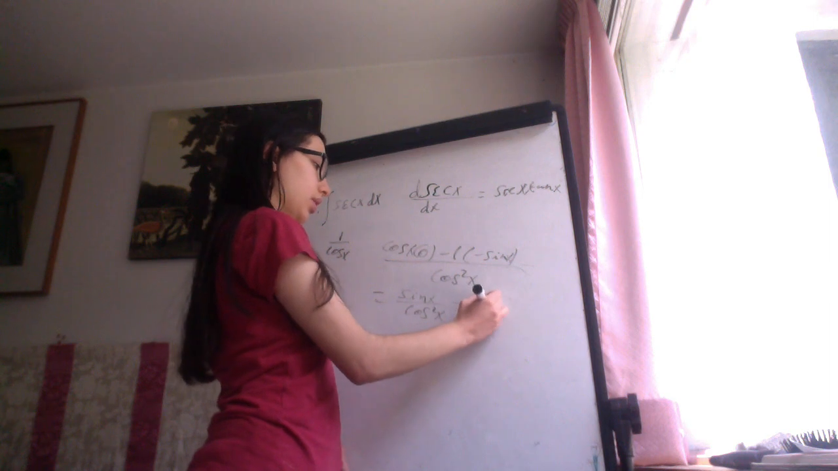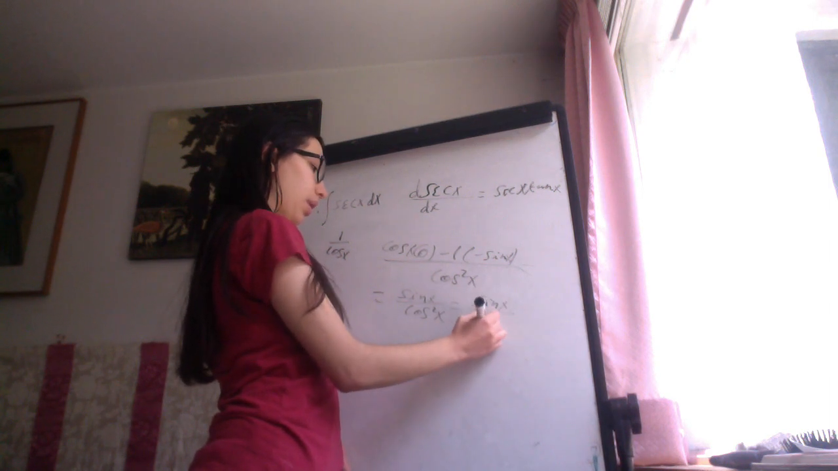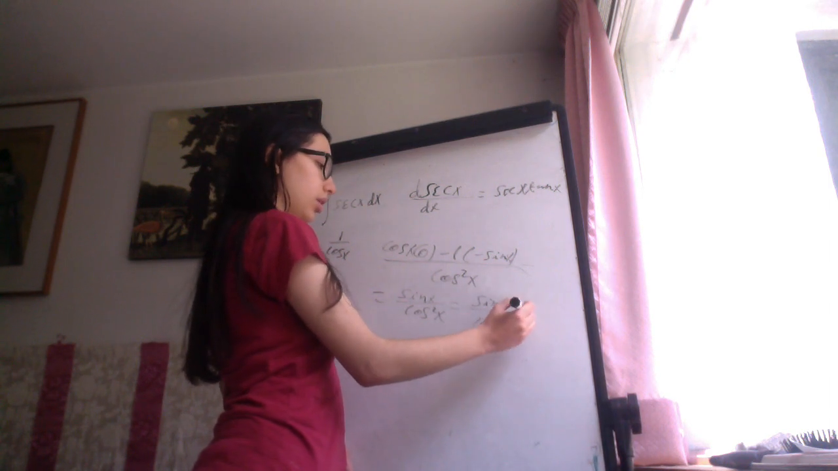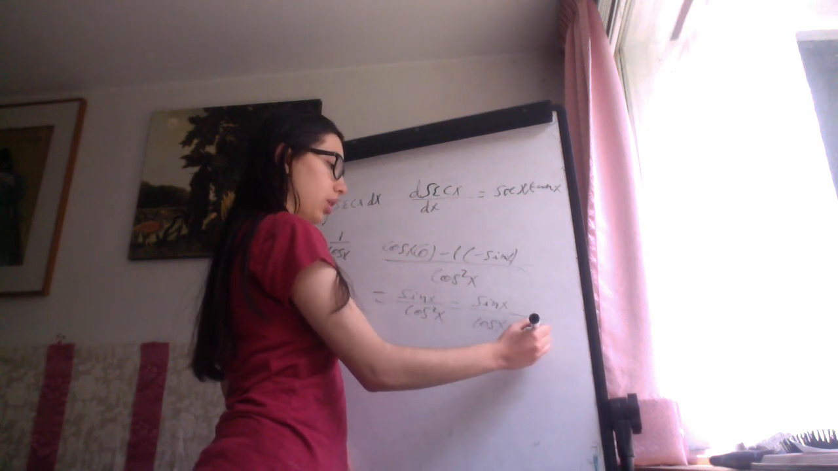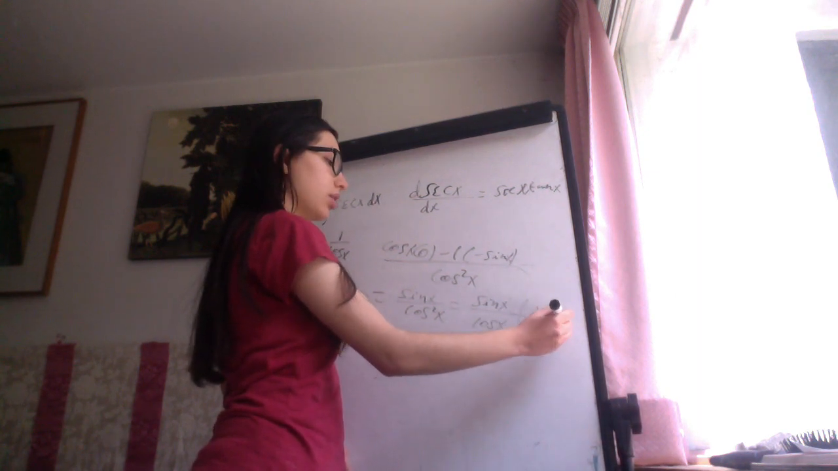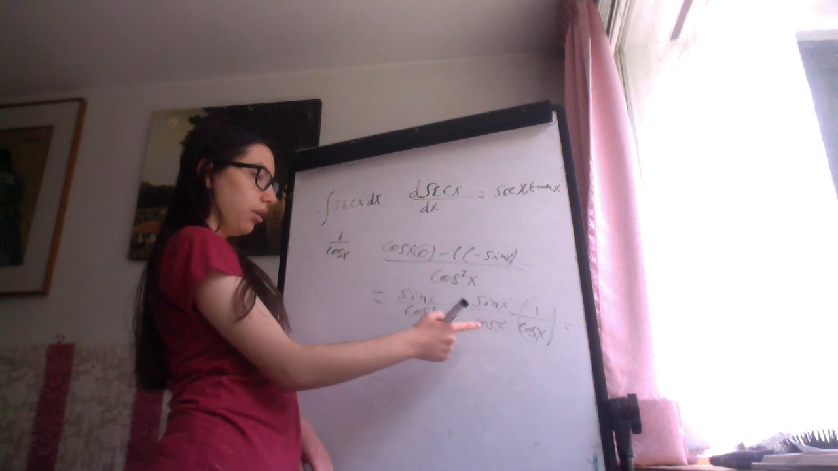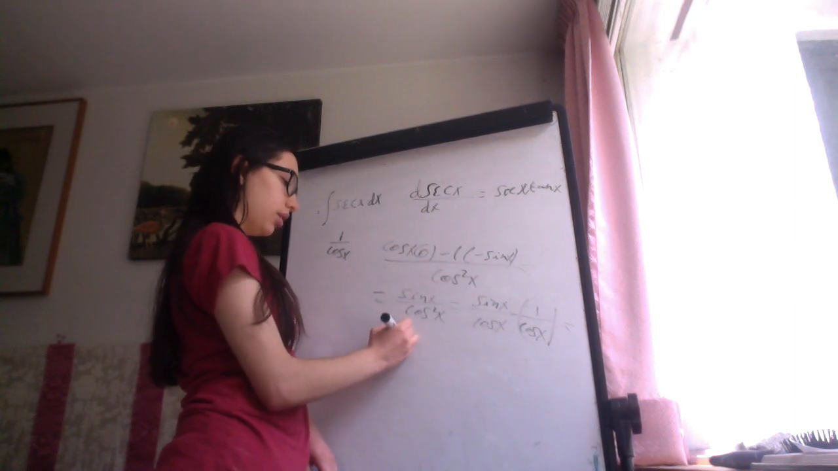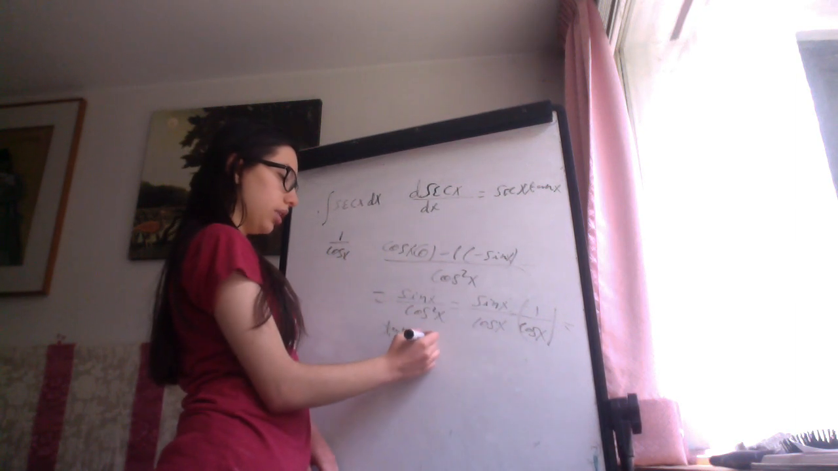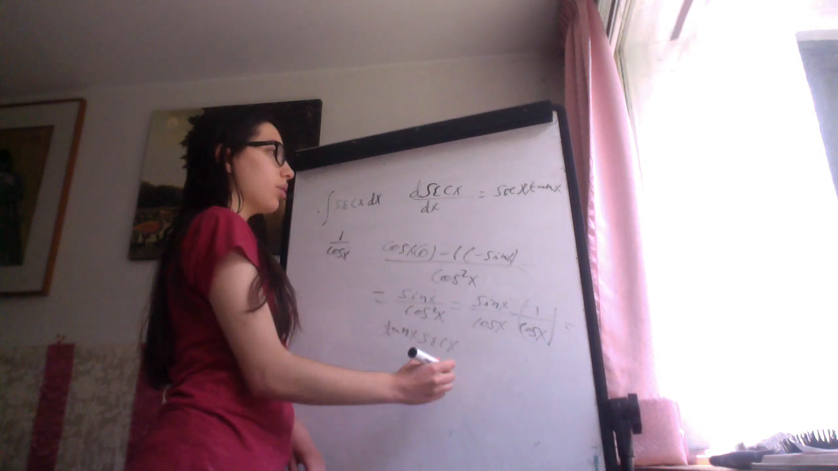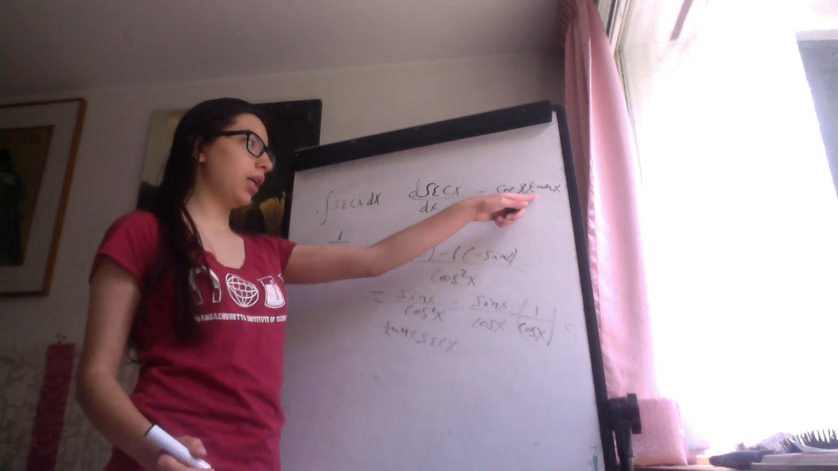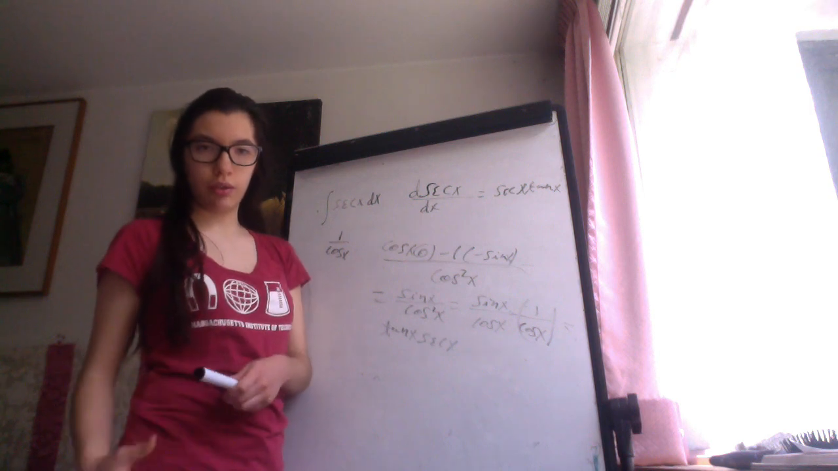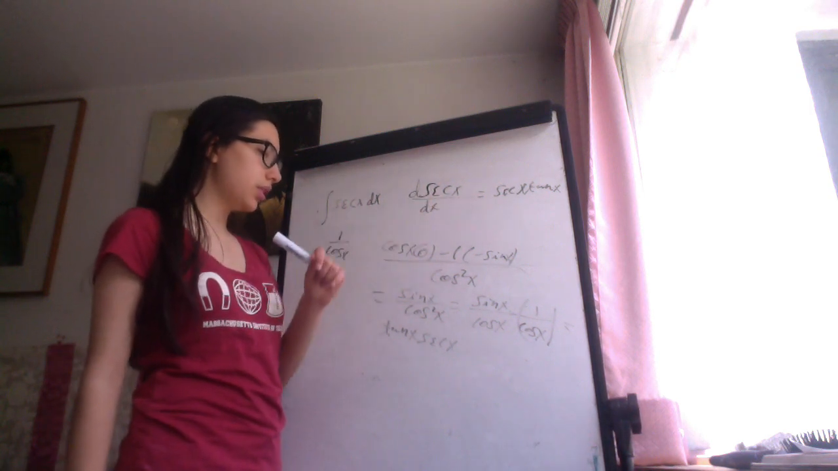You can put it as sine x divided by cosine x times 1 over cosine x, and this sine over cosine x is tangent of x, and this is secant of x. So the derivative of secant of x is secant x tangent x. We have this in another video, so just have this in mind.